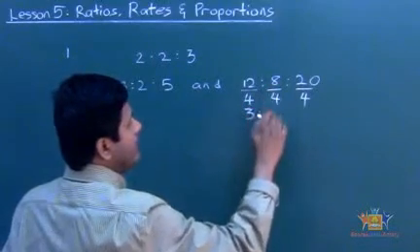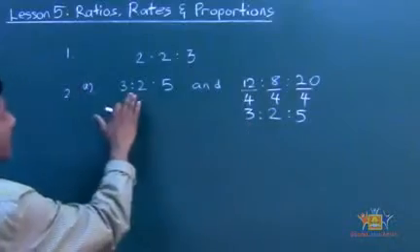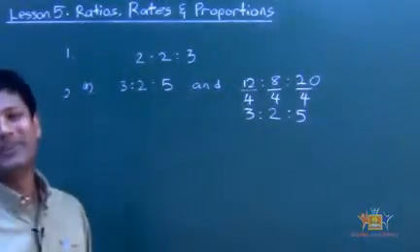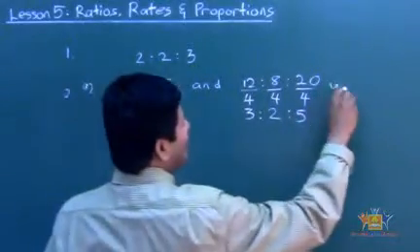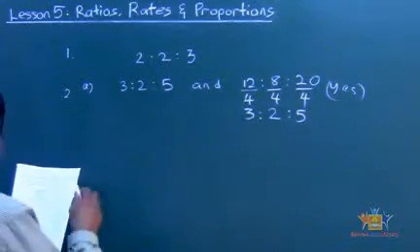3. 8 divided by 4 is 2. 20 divided by 4 is 5. Let's see if they are the same. Oh, it is. So what does that mean? These two are equivalent fractions. Yes, they are equivalent fractions. All right, good. Now let's do problem B.